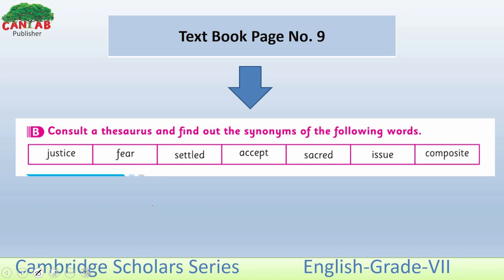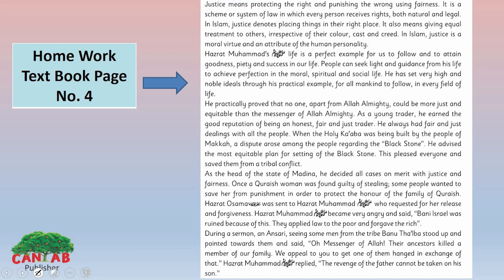Now look at page number 9 in your textbook, section B. Consult a thesaurus and find out the synonyms of the following words. You have to open your dictionary, find the meanings of these words, and find other words which have the same meanings as these. For each word, you have to find synonyms. It's your homework from your textbook, page number 4.